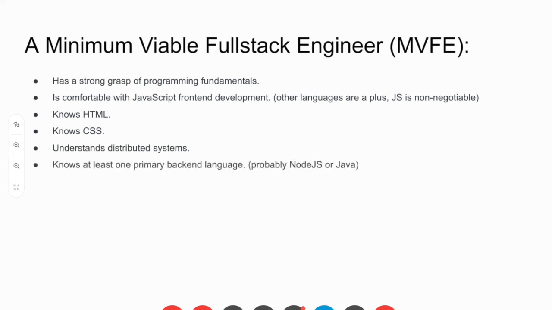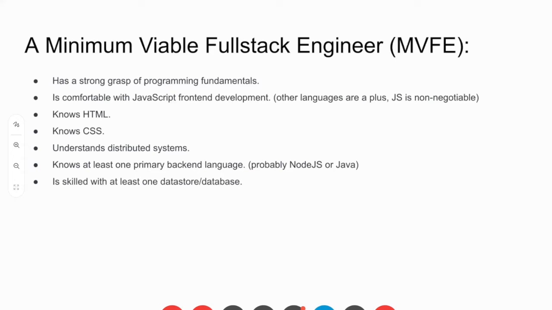And then you should at least have knowledge of one primary backend language. So if you are familiar with JavaScript, then Node.js is something you can use for backend integration. And if you don't know Node.js, then a lot of us have at least some introduction to how Java works as a backend application. So experience in each of these languages can be helpful to you.